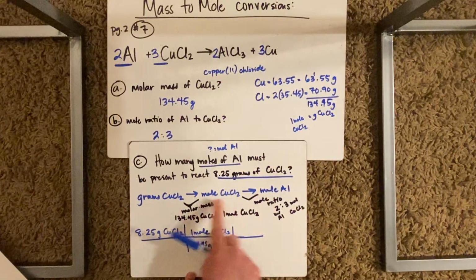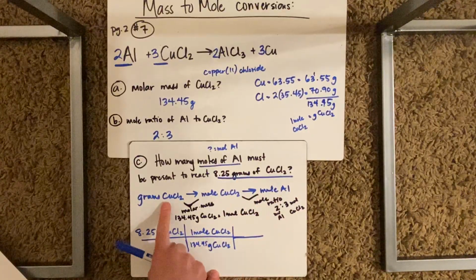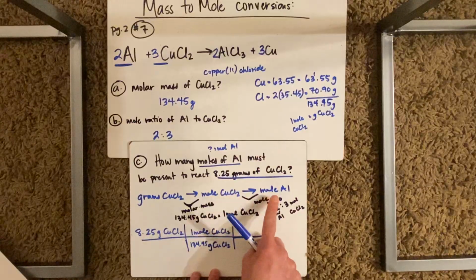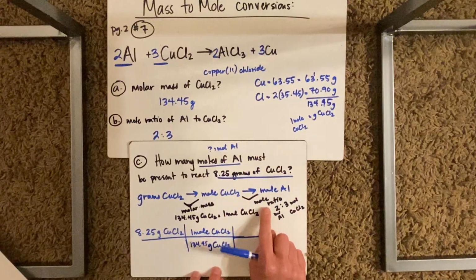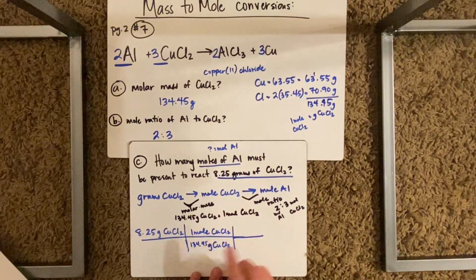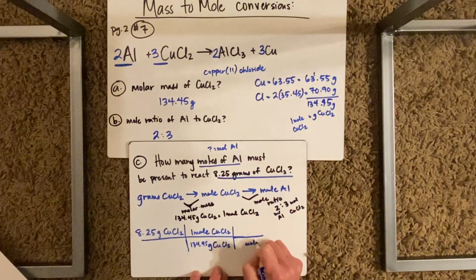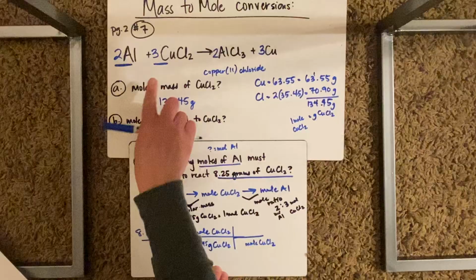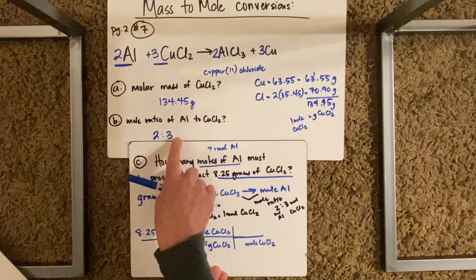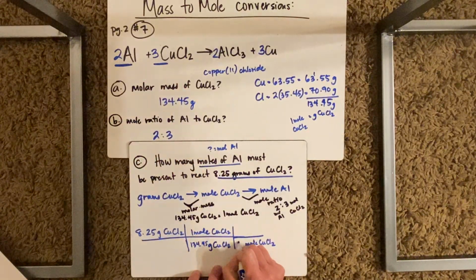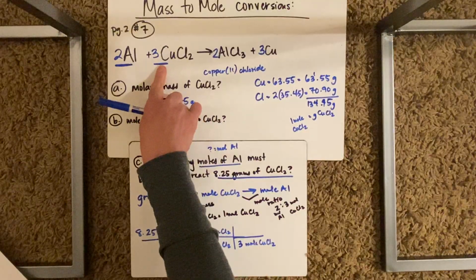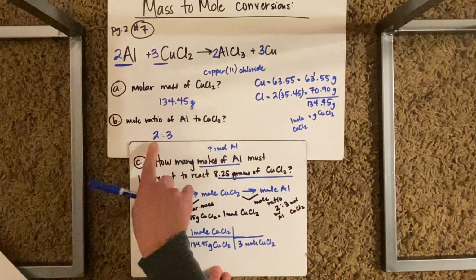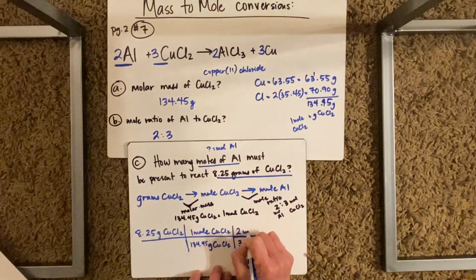Now, notice how we're following along with this fence. We started with grams of copper 2 chloride. We're in moles of copper 2 chloride. And now we're going to go to moles of aluminum using our mole ratio. So since moles of copper 2 chloride is here, we're going to put it down here. And according to our equation, we have 3. So remember this ratio right here? So I'm going to put 3 moles of the copper 2 chloride. And then we're going to find how many moles of aluminum, which is 2. So 2 moles of aluminum.